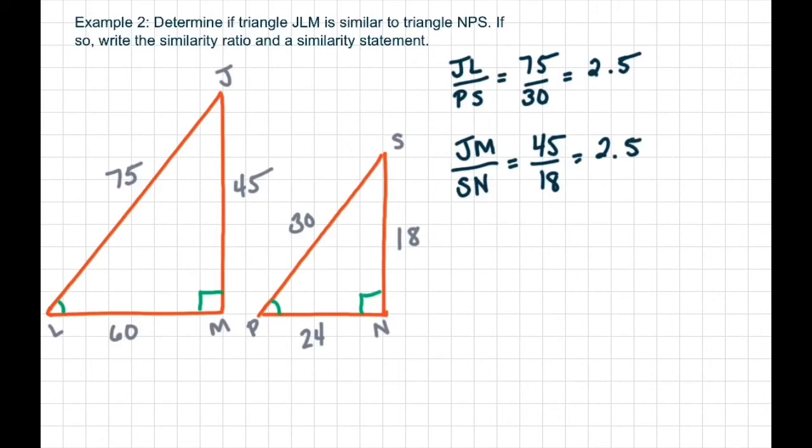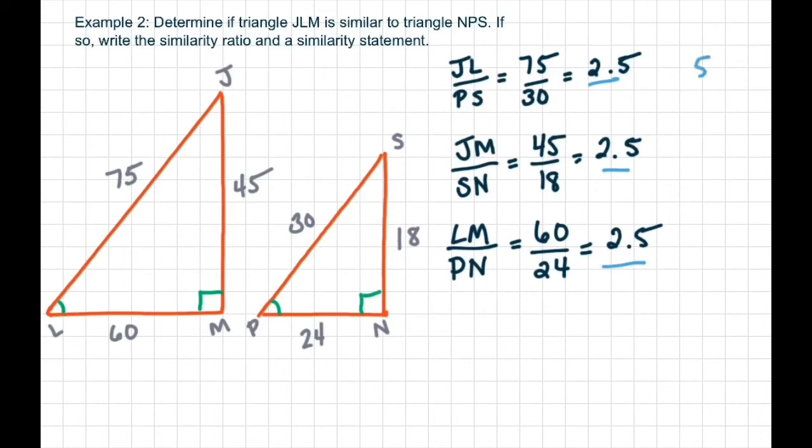And then my last one, LM over PN, and that's 60/24. When I divide it, I get 2.5. So my similarity ratio for this is 2.5. If I had left it in fractional form, you could also put 5/2. That also works. So in this one, are the triangles similar?